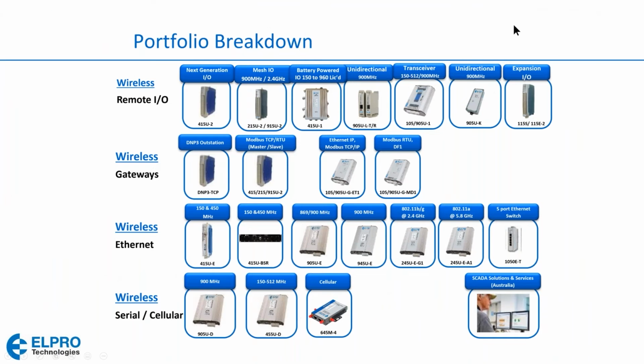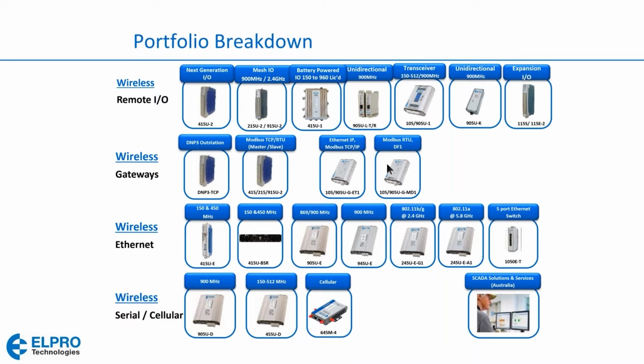Okay, first thing is I just wanted to have a quick introduction to the ELPRO product line and to show you which products we're going to be talking about today. These are all the products that ELPRO manufactures. The top row are radio systems that have I/O built into the radio. So these radios have 4 to 20 milliamp inputs and outputs, discrete inputs and outputs, etc.